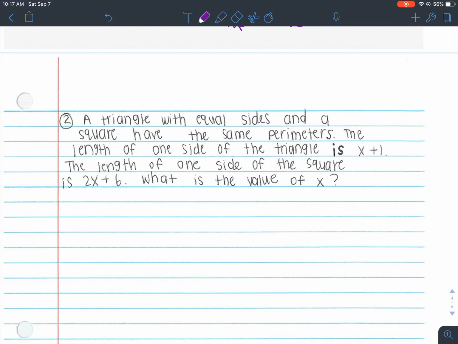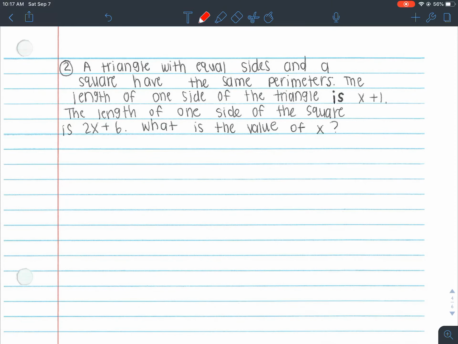All right, moving on to the second word problem. Let me reread that. A triangle with equal sides and a square have the same perimeters. The length of one side of the triangle is x plus 1. The length of one side of the square is 2x plus 6. What is the value of x?